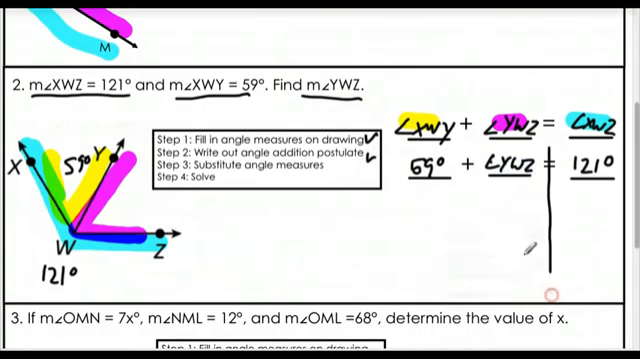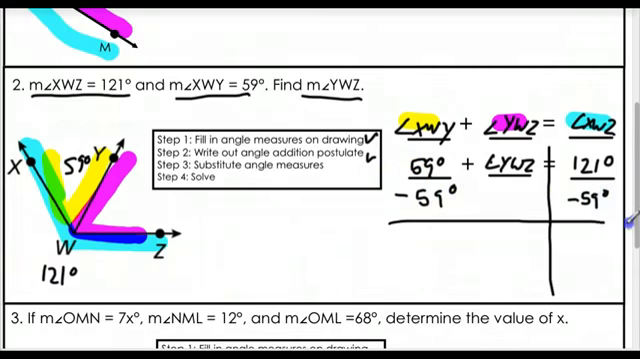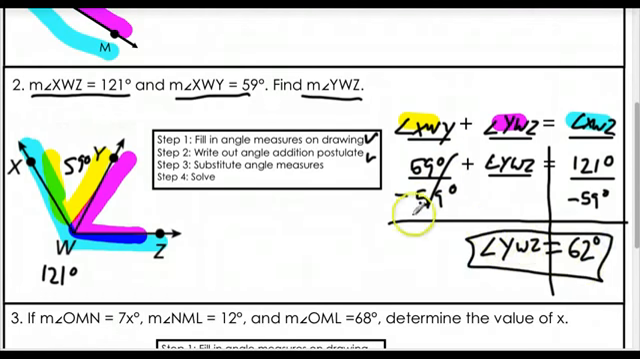To solve this, we're going to have to subtract 59 degrees from both sides of the equation. What that gives us is angle YWZ, this cancels, is equal to 62 degrees. And let's see if that makes sense. YWZ is right here, that's 62 degrees. If we added these two together, 62 plus 59, does that equal the bigger angle? Yeah, it does. So that makes complete sense.